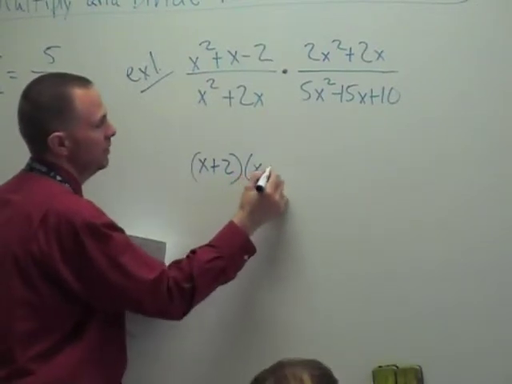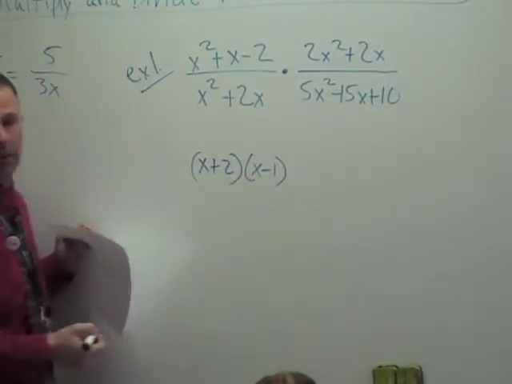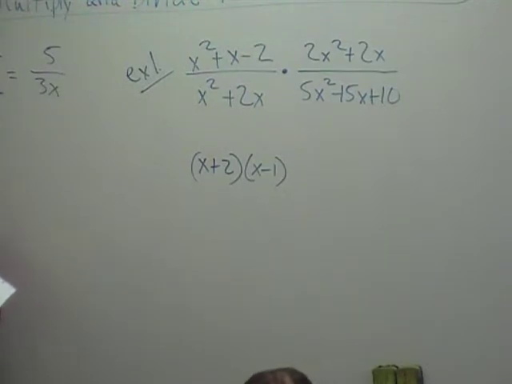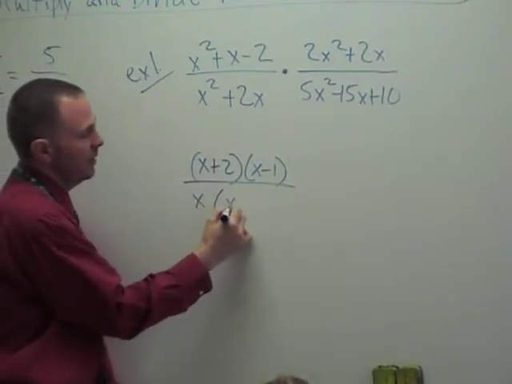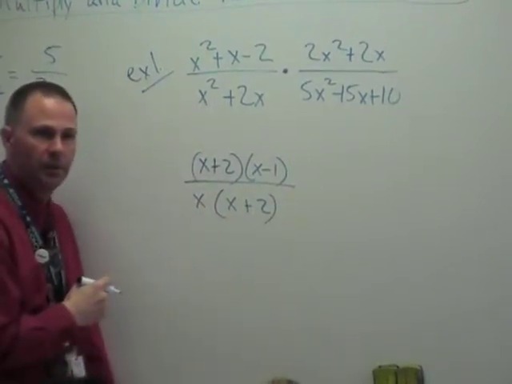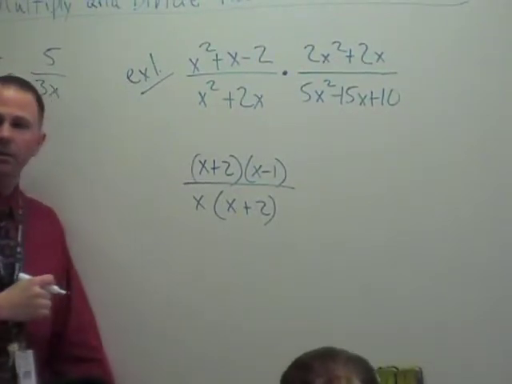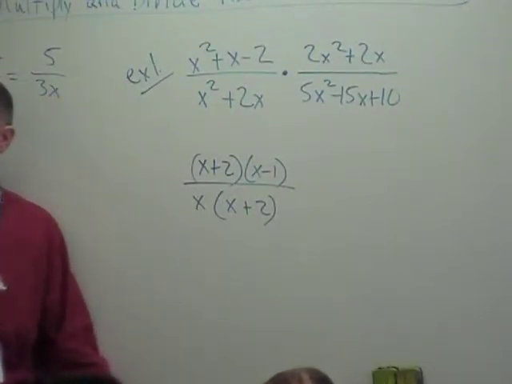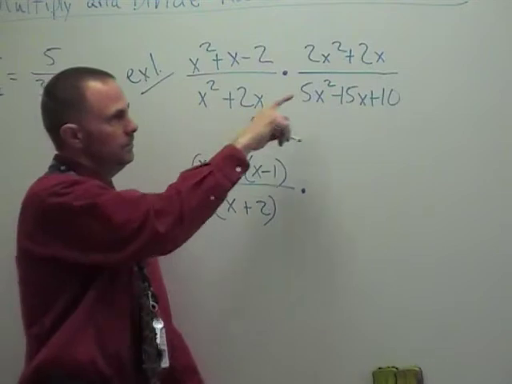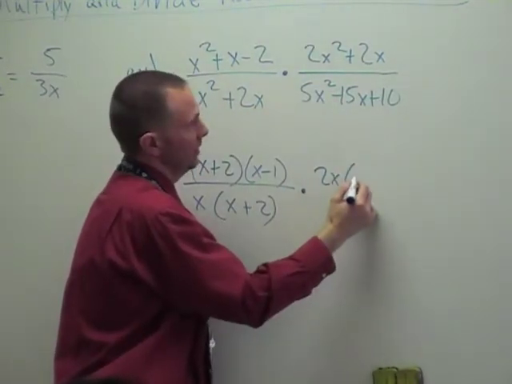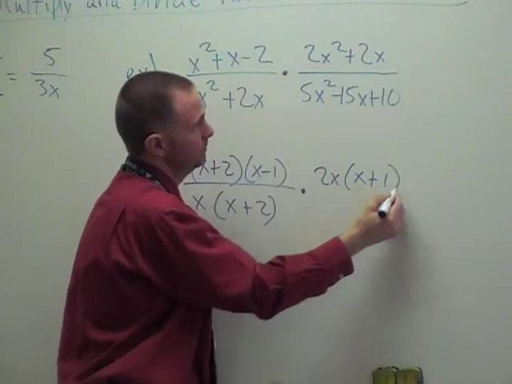I'll do this one with you. This one will factor to x minus 2 times x plus 1. Anybody have any questions on that so far? The bottom, I can factor out an x, and that'll leave me x plus 2 inside. Alright, let's do this second part. I'm going to factor out a 2x out of the top, and that leaves me x plus 1.